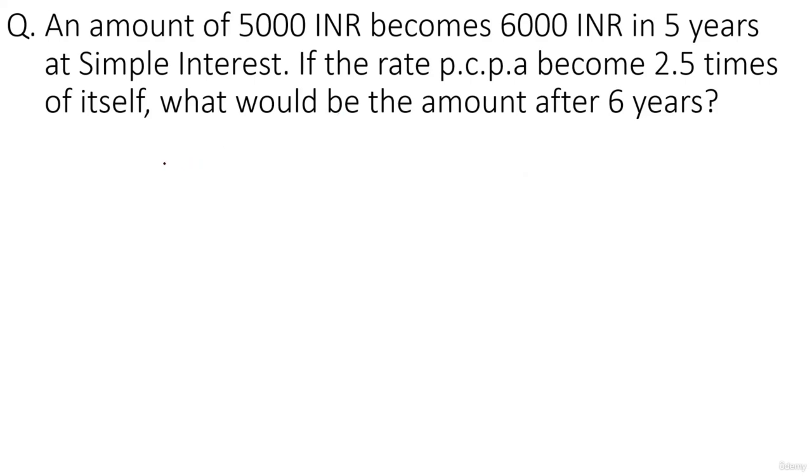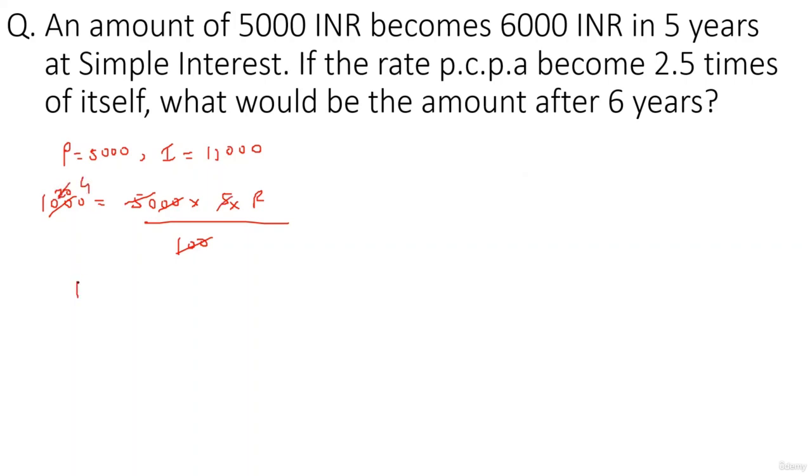So the principal is rupees 5,000. It becomes 6,000. That means the interest you have obtained is 1,000 rupees, right? I can write this in 5 years. So I know that I is equal to P into N into R divided by 100. What you can do is you can cancel out the 2 zeros. 50 ones are 50, 20s are 1,000. R is equal to 4. So R is equal to 4% per annum.